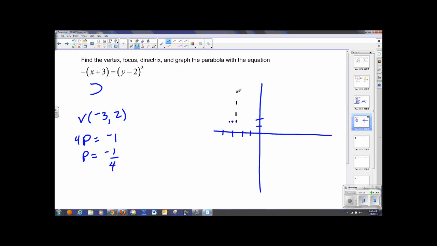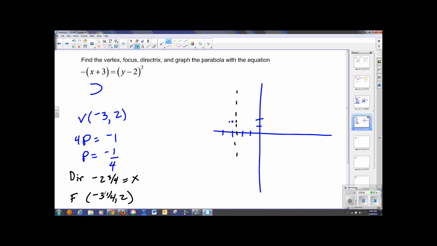My directrix is going to be moving vertically. So my directrix is a quarter away from that negative 3 value, which puts me at negative 2 3/4. And that is going to give me, since it's a vertical equation, x equals negative 2 3/4. So now to find the focus, I just have to move a quarter away from this blue dot. So I'm going more negative, which puts me at negative 3 1/4 and 2 for my focus.